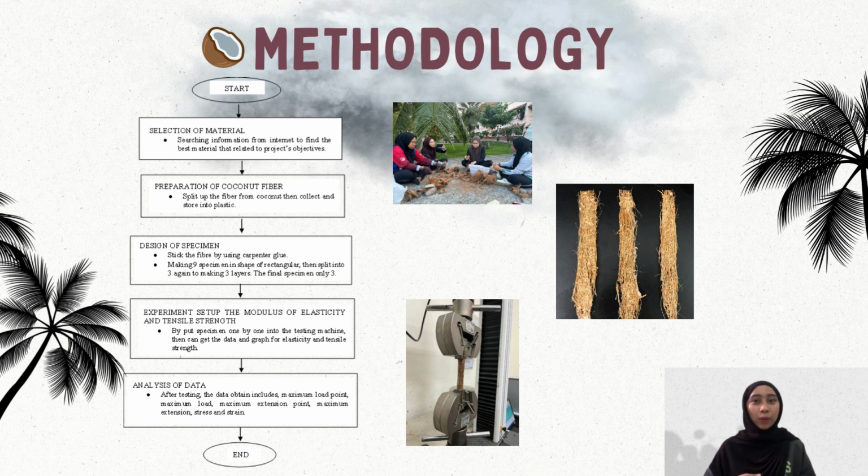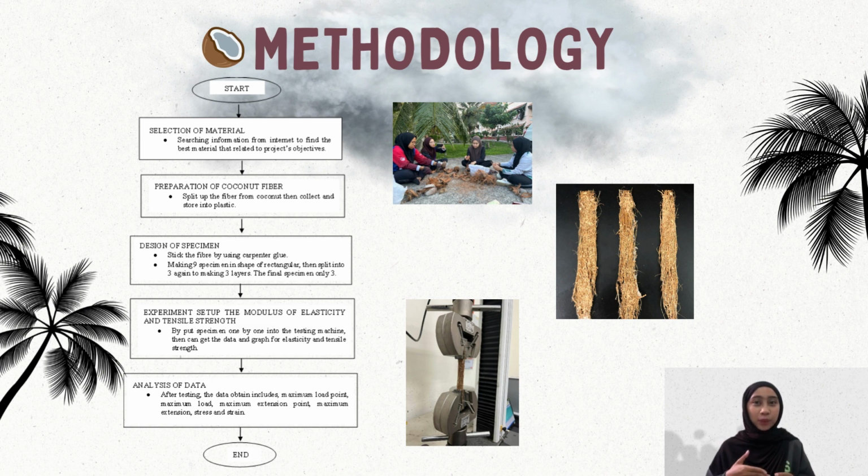I will present the methodology part, which is the process of this project. It will start with the selection of the material, where all group members referred to the internet and gave ideas to determine which materials are the most suitable for this project's objective. We chose coconut fiber because it is eco-friendly and easy to get.